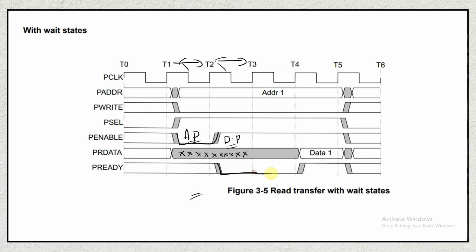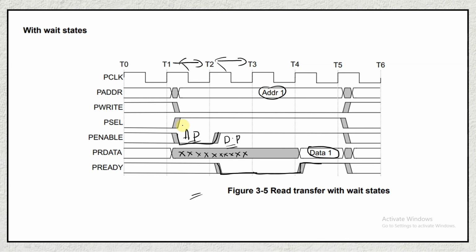Whenever your PREADY is equal to 1, on this particular PRDATA bus, we are going to get the data. Until your PREADY becomes 1, you are not getting any data, and the master is not allowed to end the transaction, or to change any signal like the address, whatever the list we have seen. It is not going to change anything or end the transaction. It is going to extend the phases.